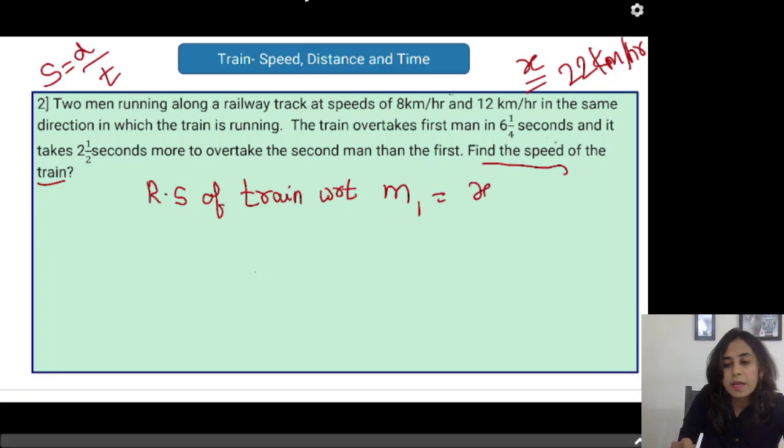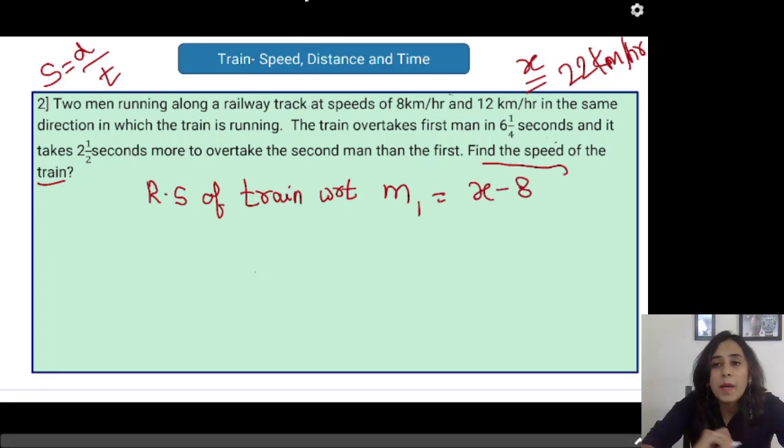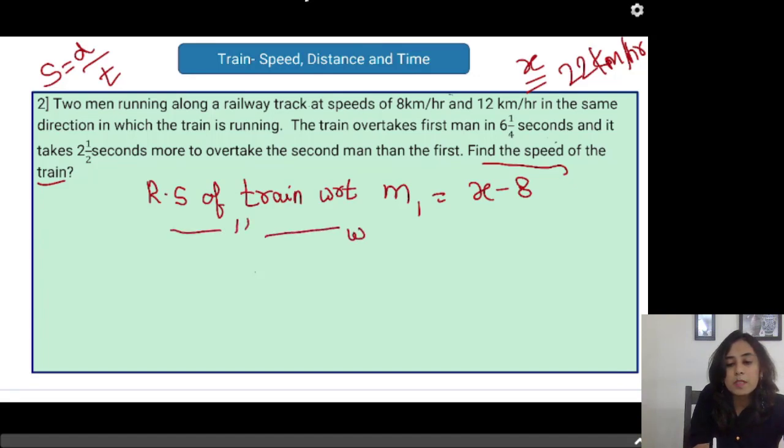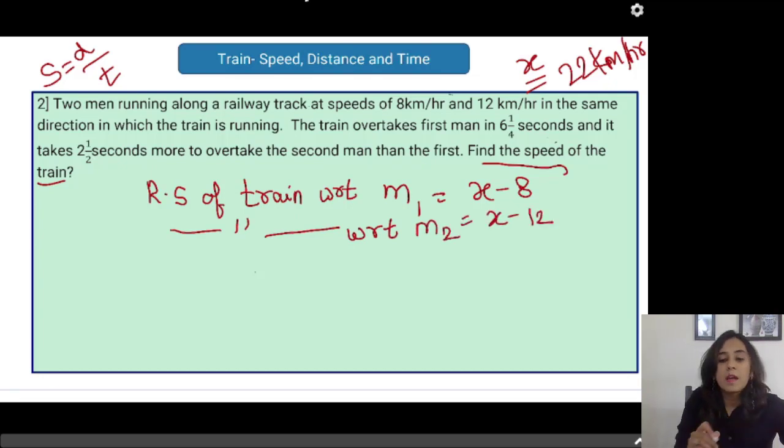Now the relative speed of the train with respect to man 1 is equal to x minus 8. Why minus? Because the train and the man are both traveling in the same direction. Now the relative speed of the train with respect to man 2 is x minus 12, correct? Now the distance traveled is going to be the length of the train. The length of the train in this case is going to remain constant, because in both the cases only the man's speed is changing, but the train is remaining the same.